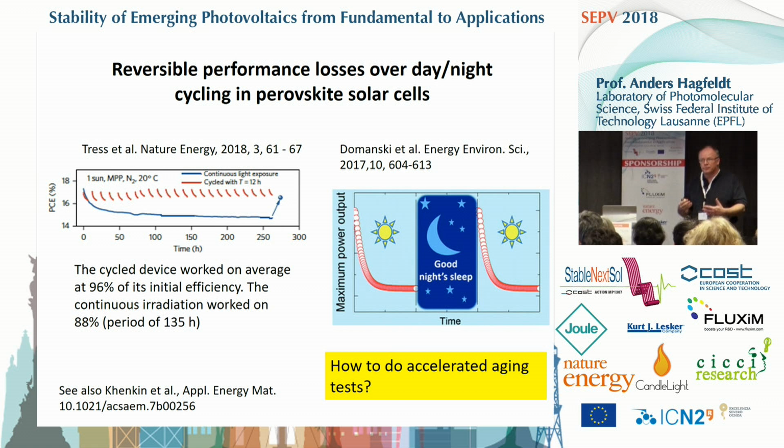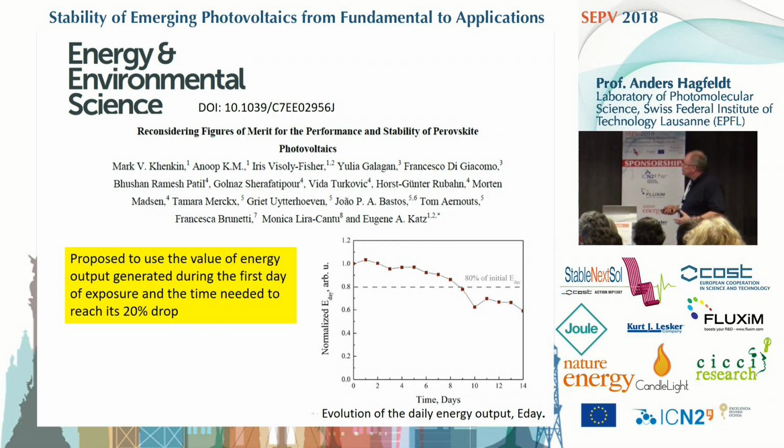an accelerated illumination test? My final reference is also to several authors here in the audience, including our chairperson, Monica, to come up with some ideas on how to include this in our stability data, saying that maybe we should measure, if I understand it right, over a complete day to see how much energy we produce over the day, including the night cycle. And then we normalize to the initial day, let's say, and then we see after how many days what is the degradation.